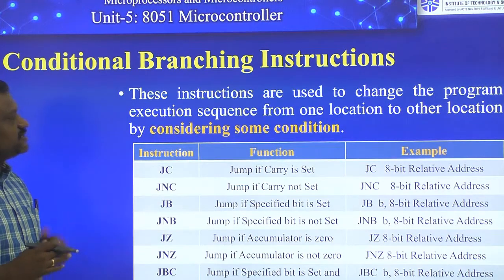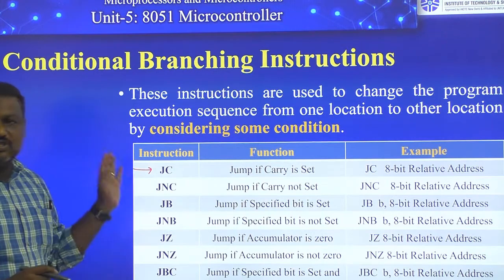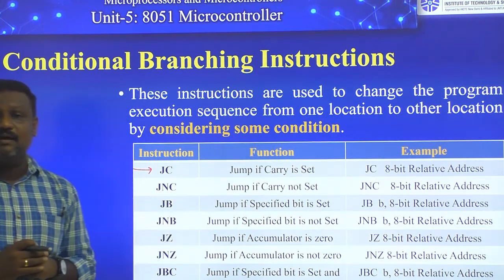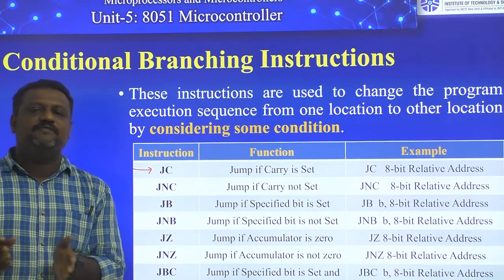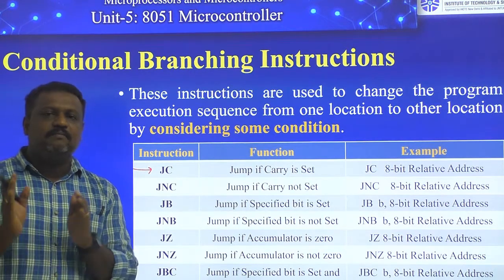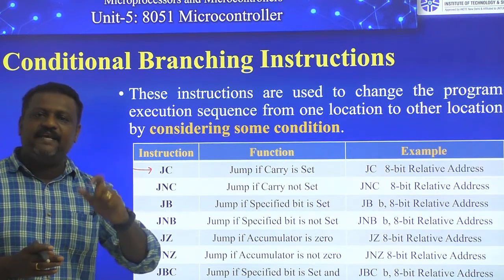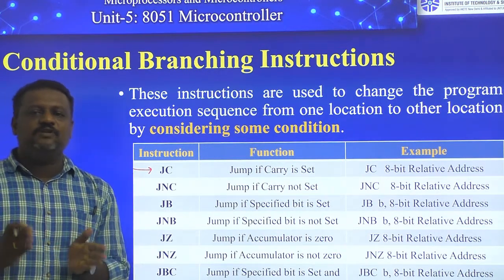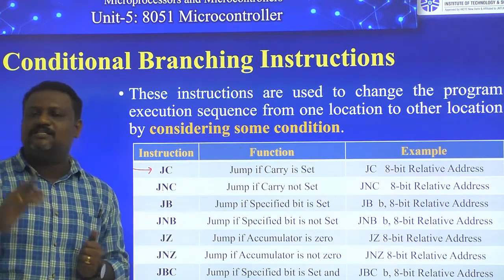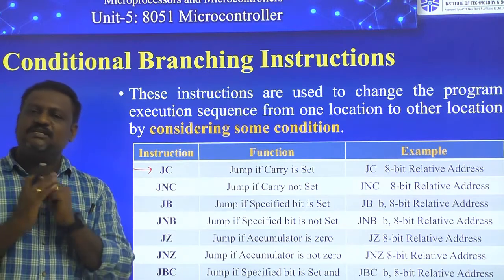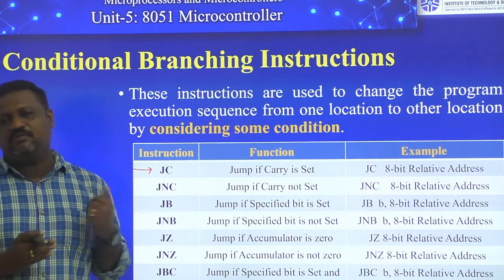And coming to the instructions, the first one is JC. JC means jump if carry is set. Carry is one of the flags present in our program status word, PSW. Once that carry flag is set to 1, then and only then is the address we have written in the instruction operand field considered as the destination. Otherwise, your controller simply ignores that instruction and goes on to execute the next instruction.